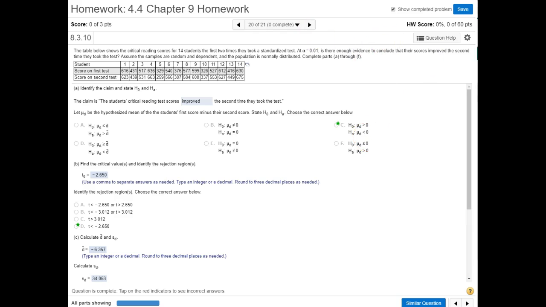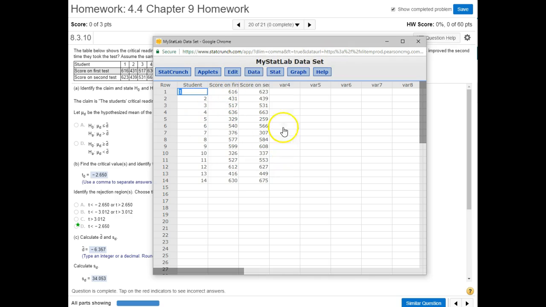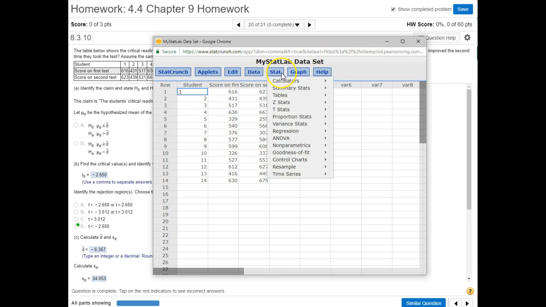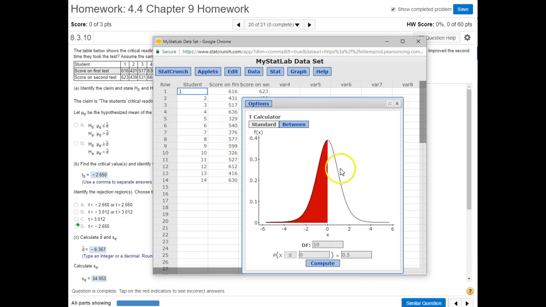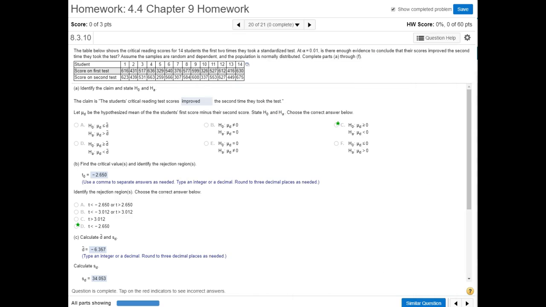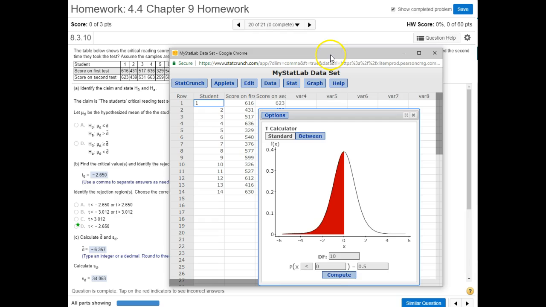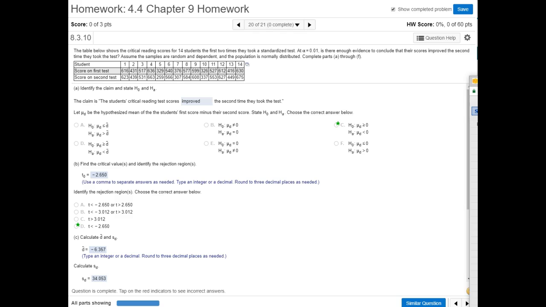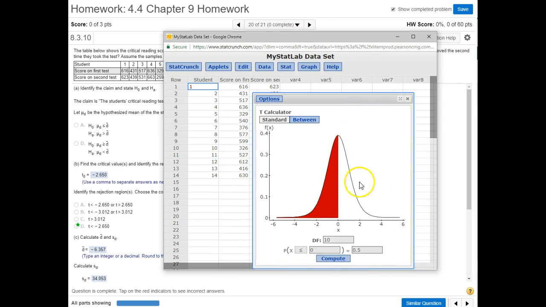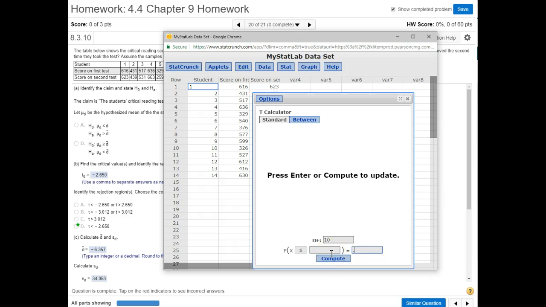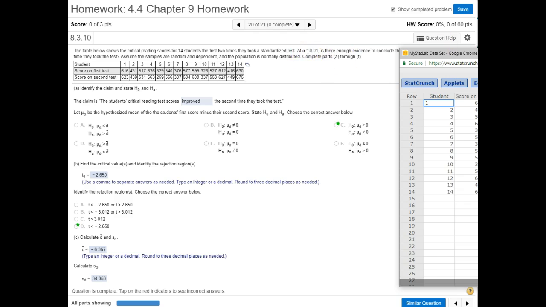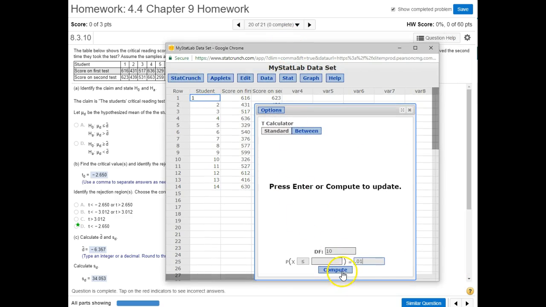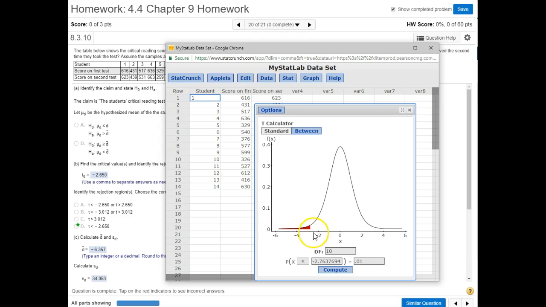So actually, before we use this data to do the hypothesis test, we don't actually need the data to find the critical values. We're going to go to calculators, T. Now, keep in mind we're doing a left tail test. So a left tail test, we want less than. And we want to look for alpha, which would be in the left tail, and that's 0.01 is our alpha level, as mentioned right up here.